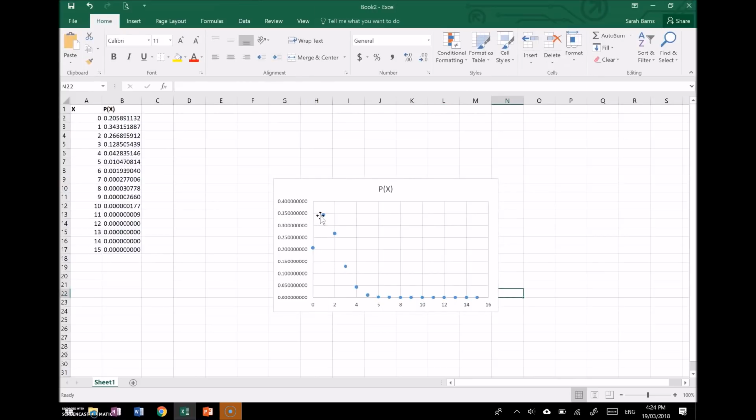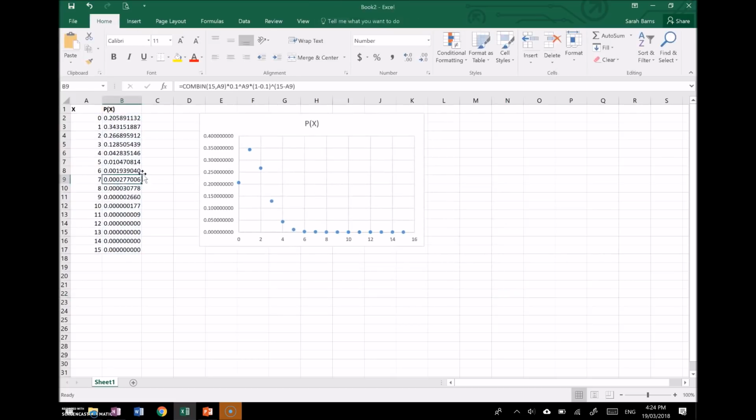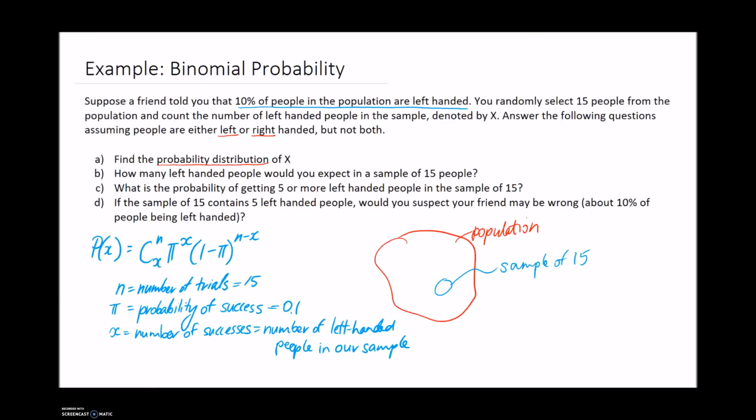So you can see that the most likely outcome, I suppose, is having one person who's left-handed in that sample, since it has the highest probability from the graph. So I think that answers the first question. So let's jump over now to our next question.